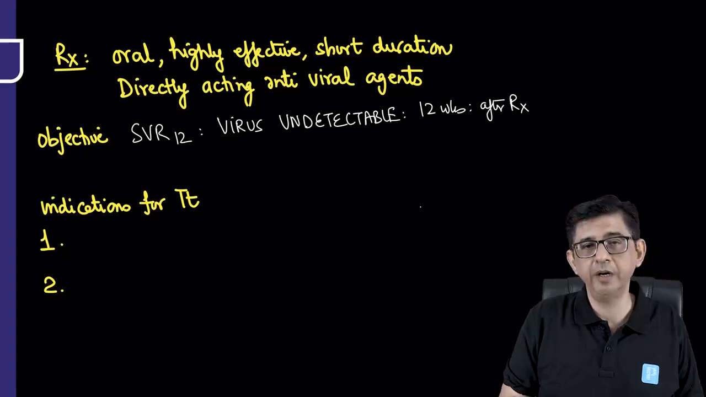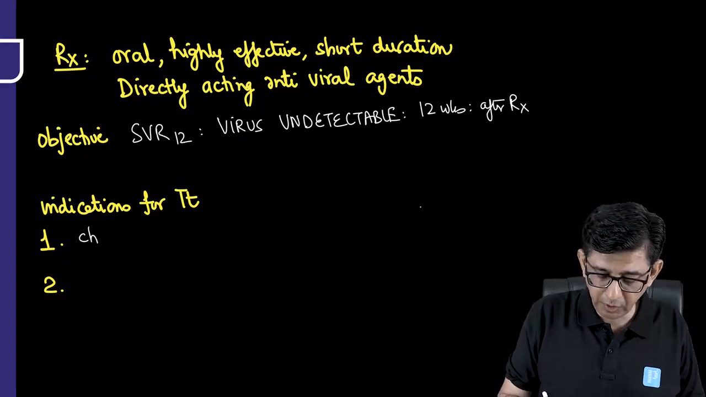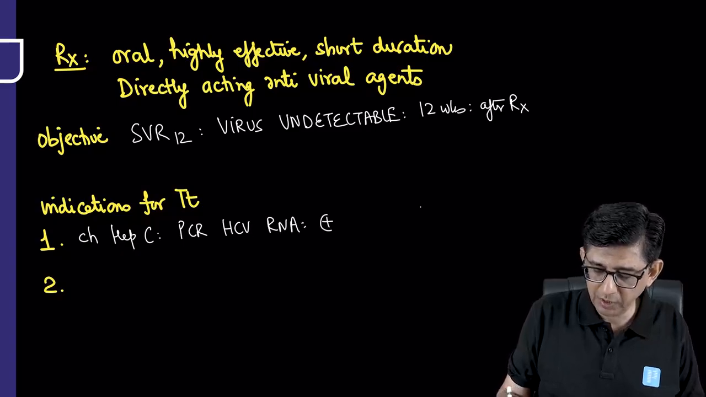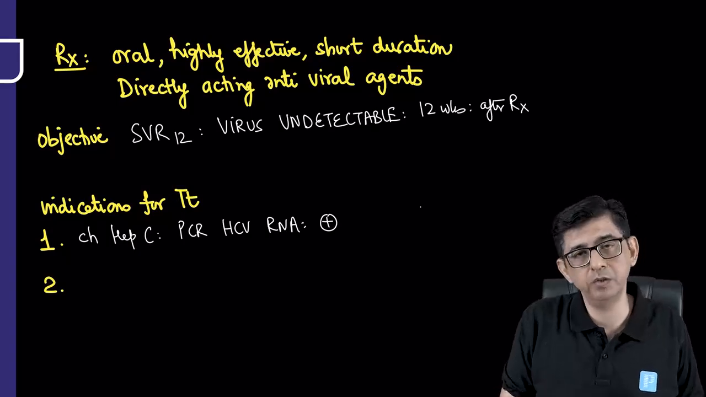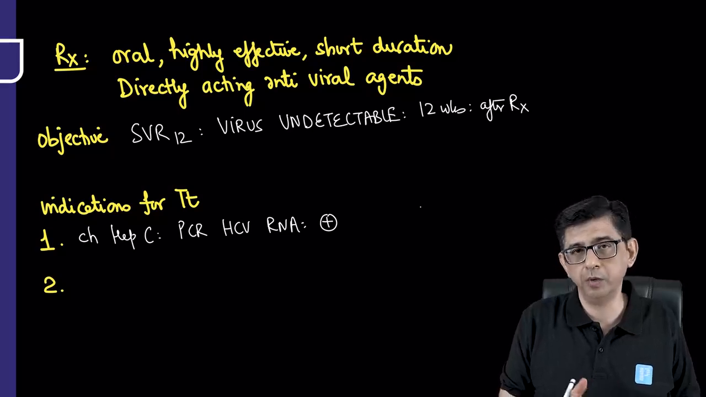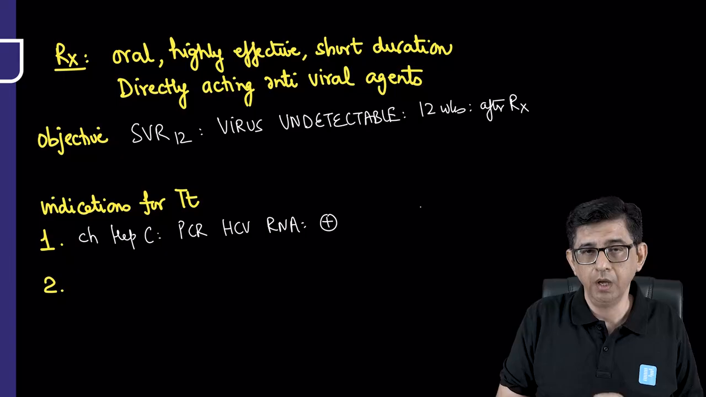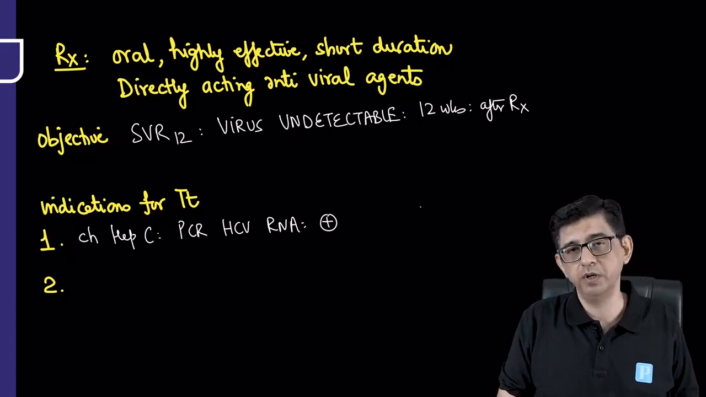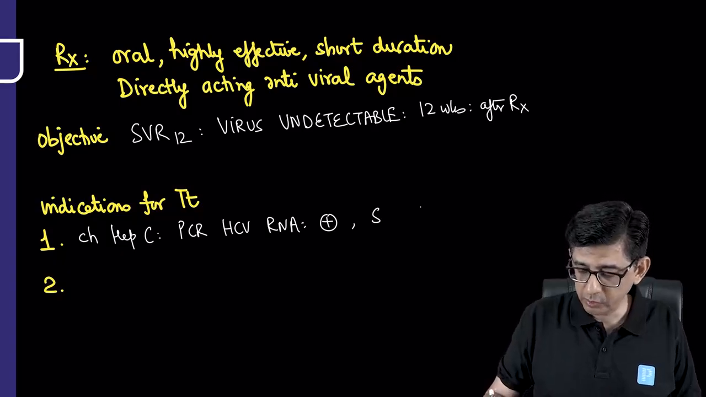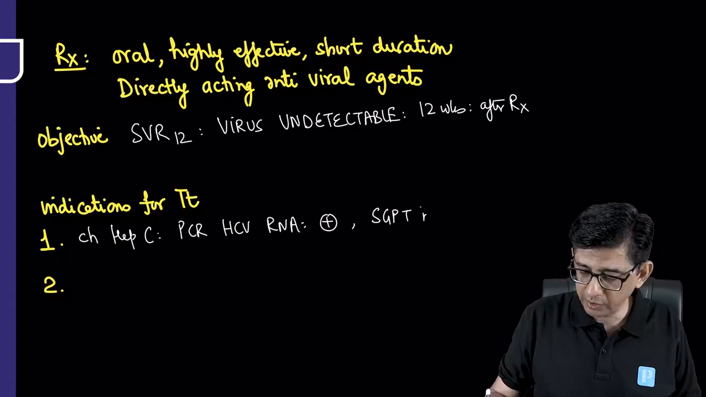And then who are the candidates for treatment? Any patient of chronic hepatitis C, if he is PCR HCV RNA positive. Here it does not matter what the viral load per se is. Like in hepatitis B, we're saying that viral load should be more than 2 into 10 to the power 4 international units of DNA per ml of blood with doubling of SGPT. Here I'm saying it doesn't matter whatever the viral load is, we will have to treat all the cases. And in this case, when it comes to liver enzymes, there is a possibility that they may not be grossly elevated and can be normal as well.